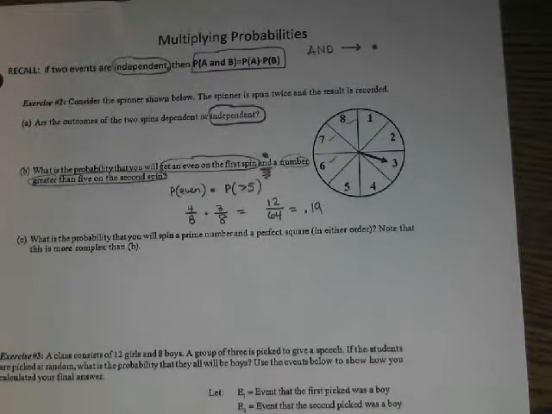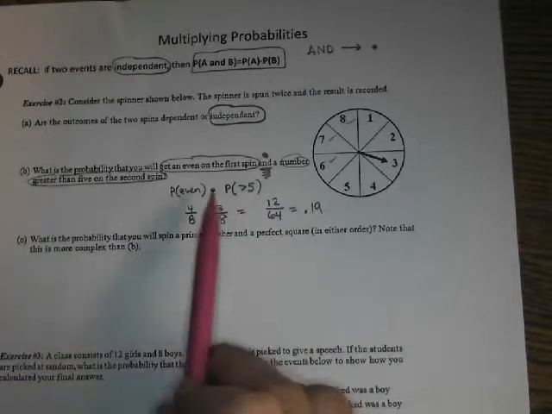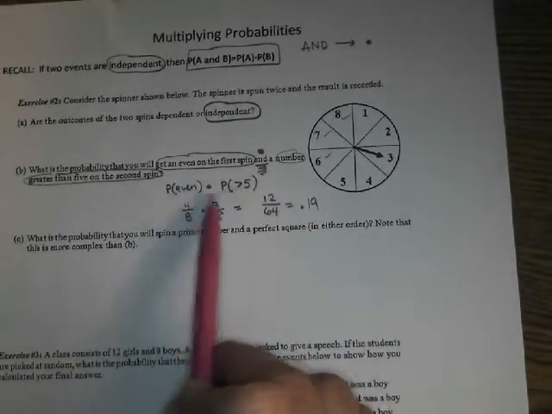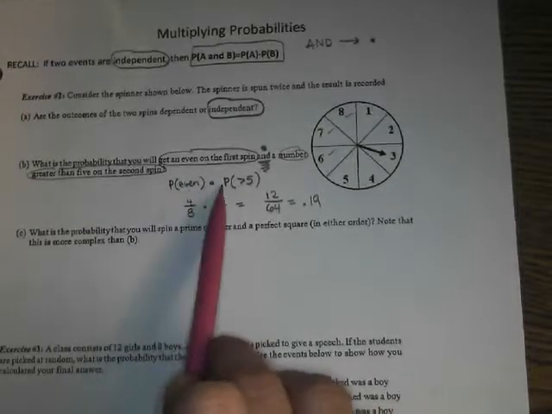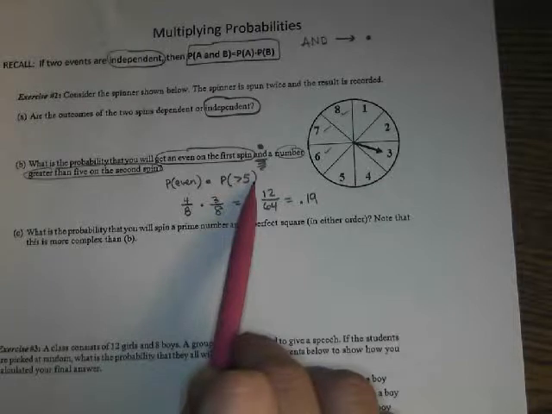Okay. C has a little twist. What is the probability that you will spin a prime number and a perfect square in either order? Why is this a little bit more complicated? What's the twist? It doesn't tell you the order. So when we did this probability, this specifically meant that we were getting an even the first time, and we were getting a number greater than 5 the second time.